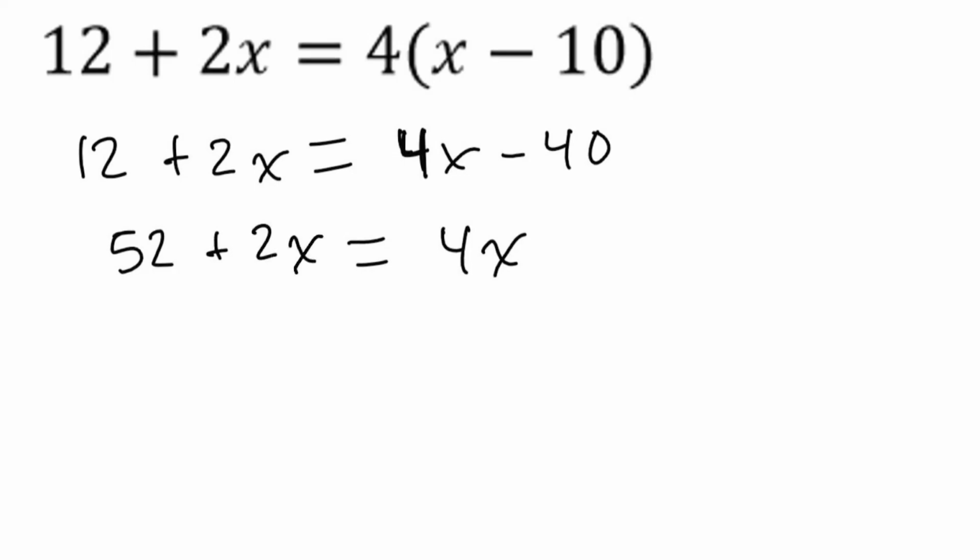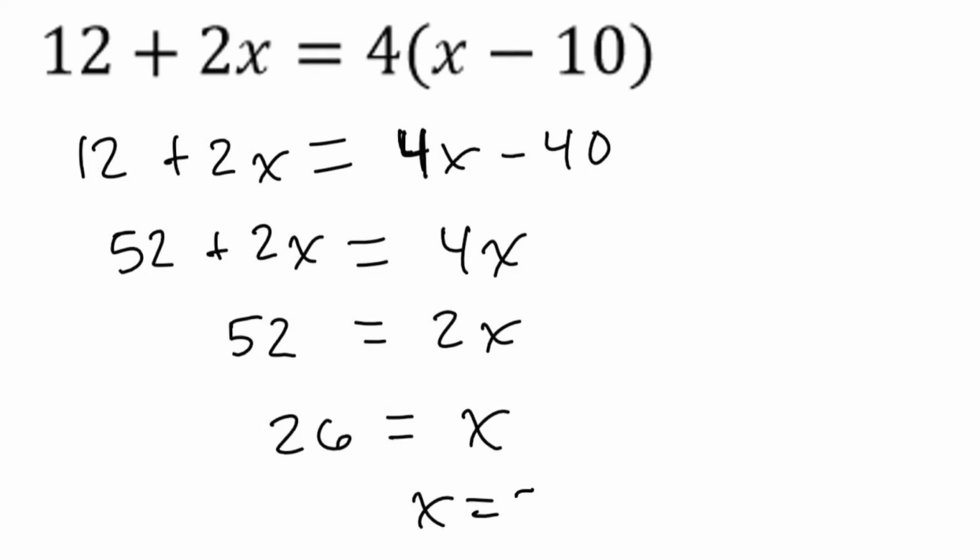plus 2x. So what did I do in that step? I added 40. Now I'm going to take away 2x from each side. If I take away 2x from the left-hand side, it gives me 52. And when I take away 2x from the right, it gives me 2x. And then finally, I'm just dividing both sides by 2. 52 divided by 2 is 26. And over here, 2x divided by 2 is what x is. So x is the number 26.